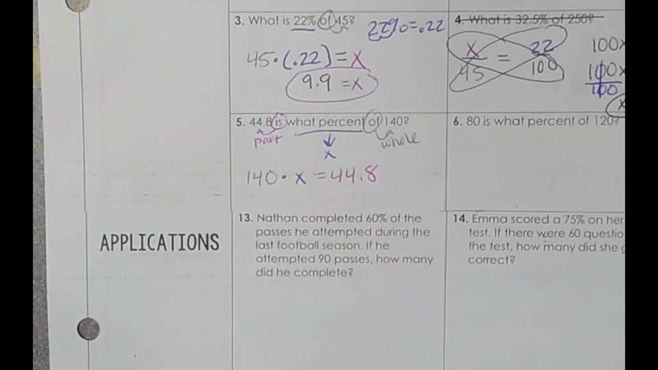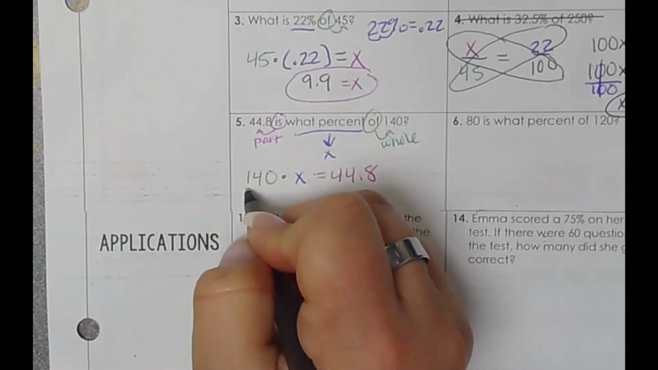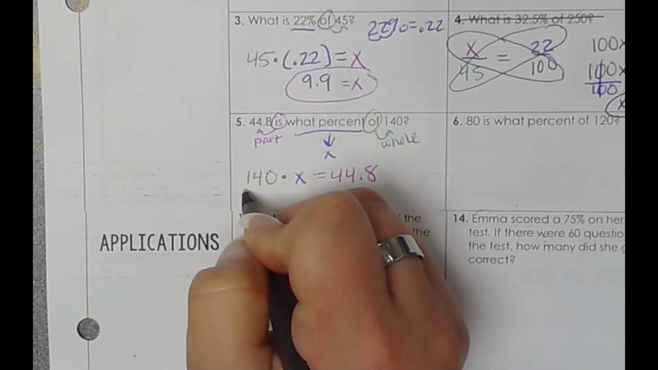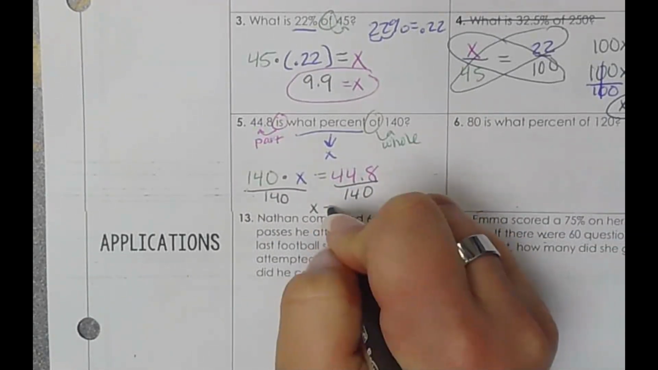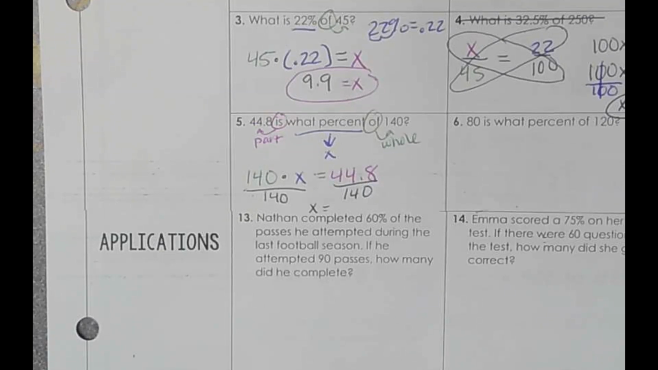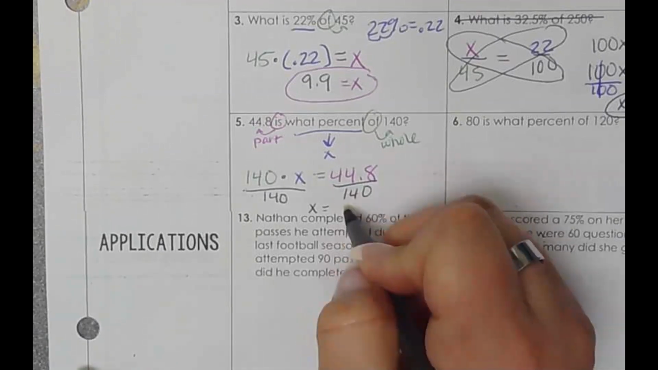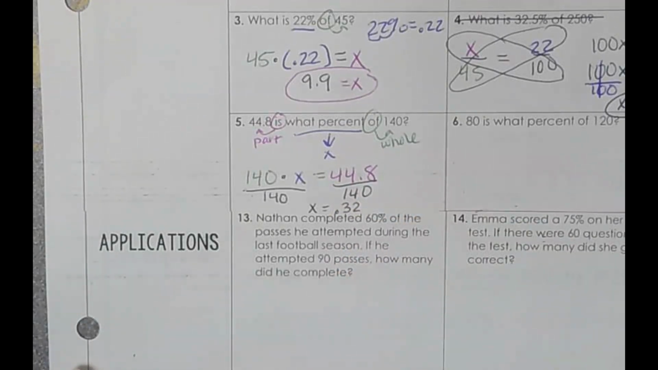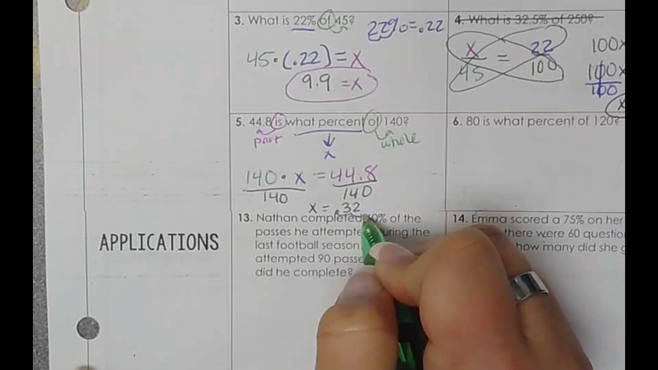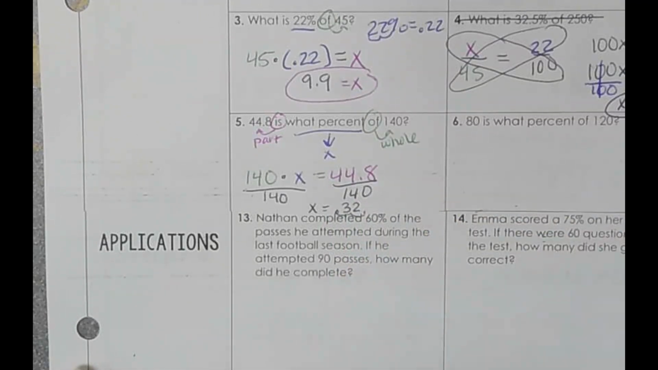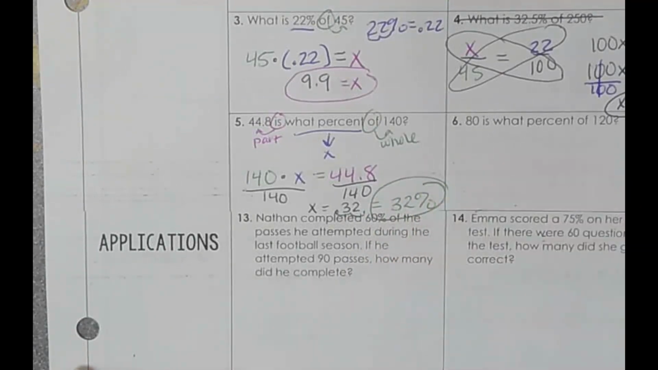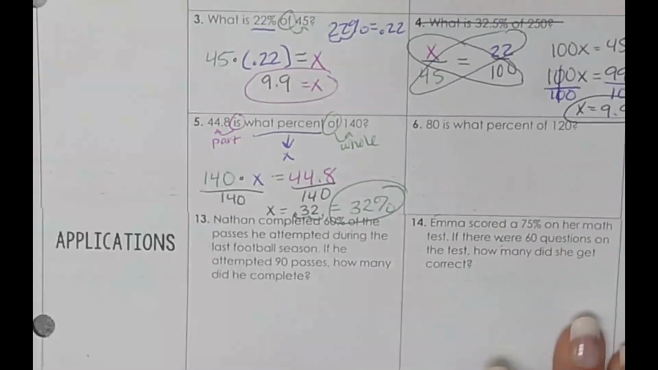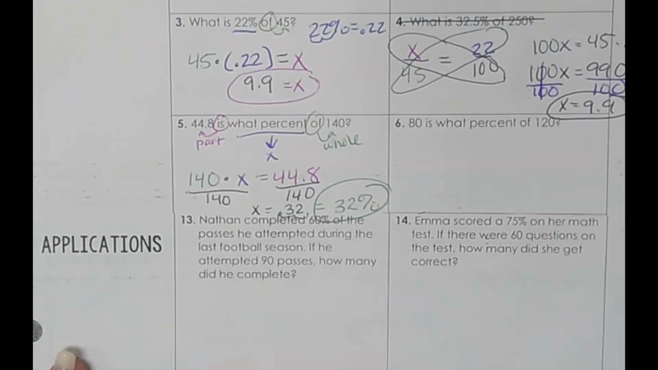Now we need to solve for our x. So since we were multiplying, our inverse would be to divide. What we do to one side, we do to the other. And 44 8/10 divided by 140 gives us 0.32, which as a percent, we'd move the decimal back to the right 2 spaces to tell us that that is 32%. You could have also used this with the proportion.